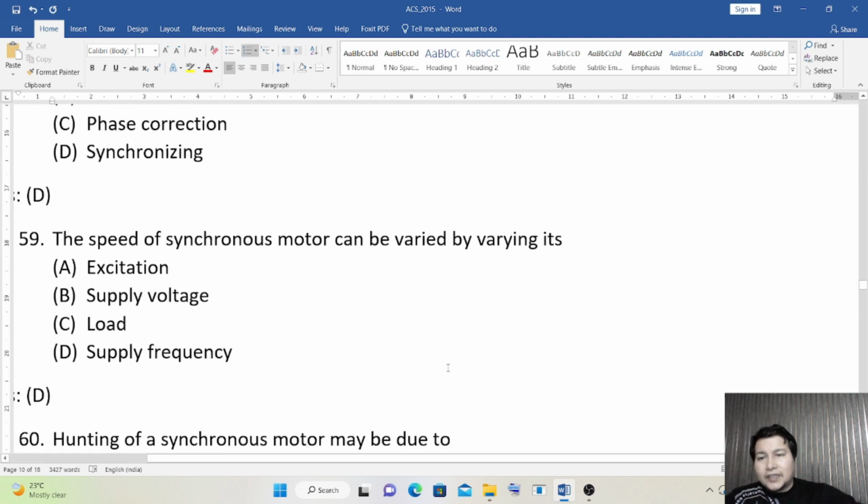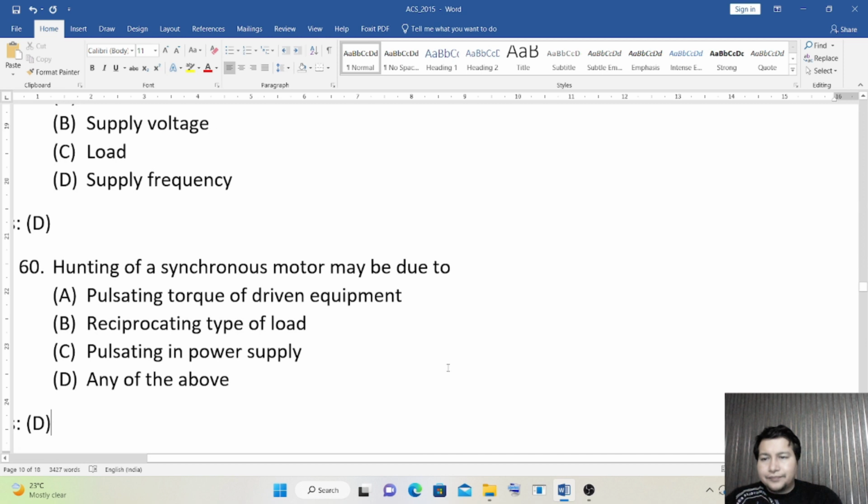59 number question. The speed of synchronous motor can be varied by varying its excitation, supply voltage, load, supply frequency. So D2 is the correct answer. Synchronous motor ba alternator upor pray question ahe. So hetu eta bahut mane important topic karon kele synchronous motor ami bibhinno dhoroner power factor karone use kori paru, lagging, leading, unity, hetu karone tar upor at least question pray dekha jay.